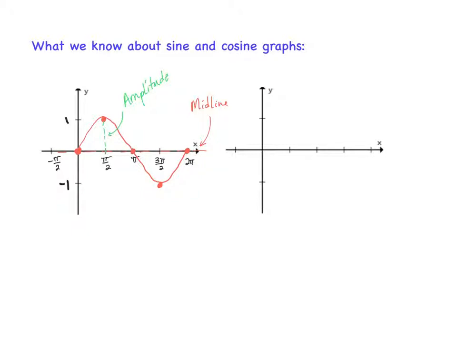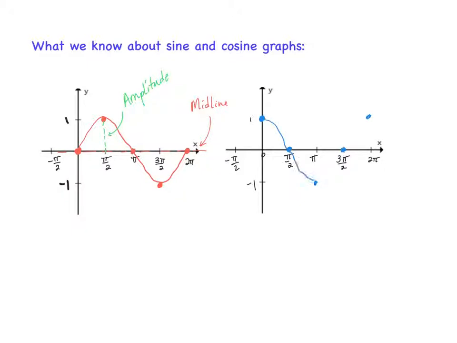So let's take a look at the cosine graph. Same scale with the cosine graph, 1, -1. This is negative pi over 2. This would be 0, pi over 2, pi, 3 pi over 2, and 2 pi. Difference with the cosine graph, it starts up at 0, 1, goes to the midline, goes down, back to the midline, and it goes back up.